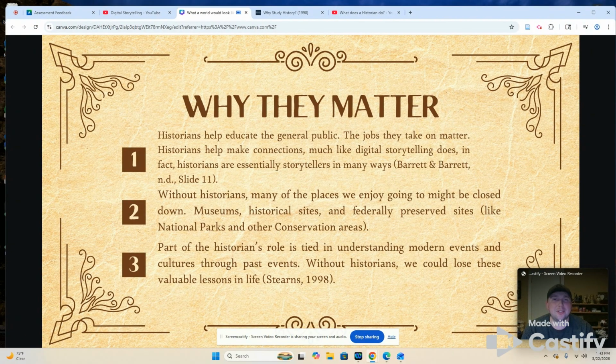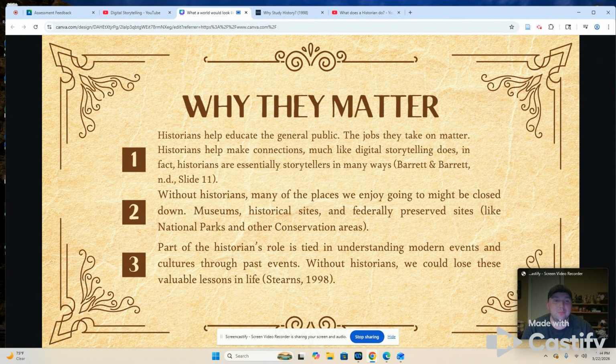Historians help make connections, much like digital storytelling does. In fact, historians are essentially storytellers in many ways. They're there to examine sources and pull out stories within these sources to help make connections to our past and how those relate to our future. And that's a large part of what a historian does on an everyday basis.